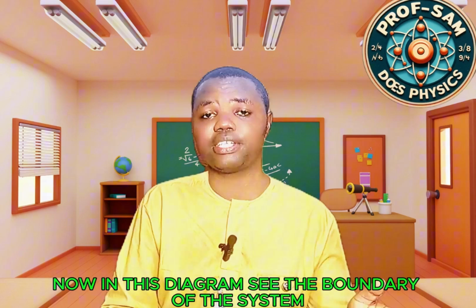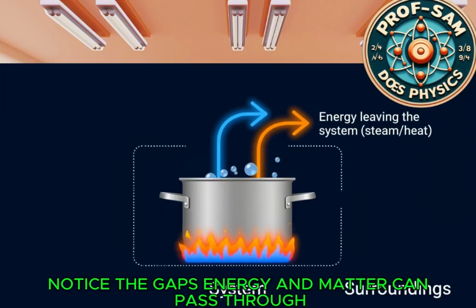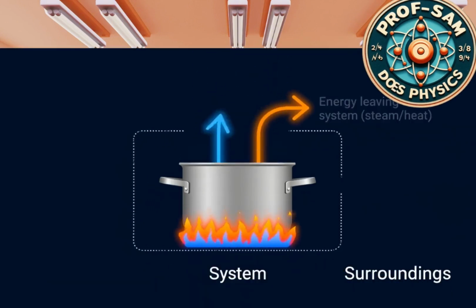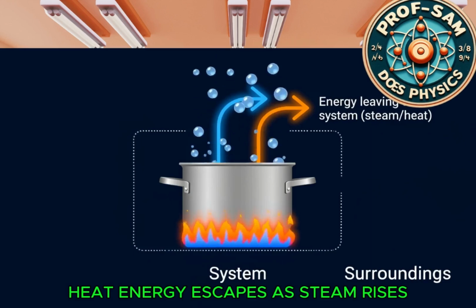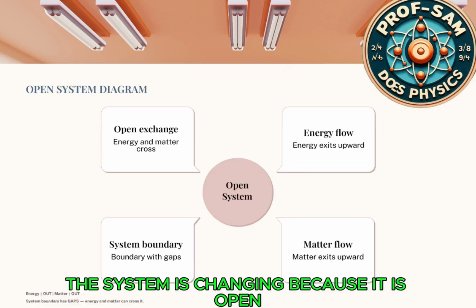Now, in this diagram, see the boundary of the system. Notice the gaps. Energy and matter can pass through. Heat energy escapes as steam rises. The total energy inside the system is decreasing. The system is changing because it is open.